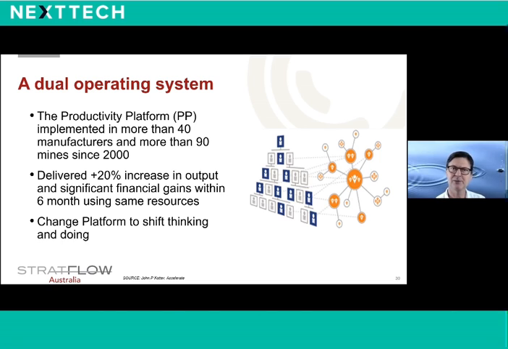And at Stratflow, we've developed what we call a dual operating system, the productivity platform. It delivers that missing functionality, the agility, without detracting from the benefits of the traditional hierarchy. It fits into the current management system with minimal interference while reducing the overall workload substantially. On the left of the image, you see the classic management structure, and on the right, we have the network structure, which is ideal for dealing with a rapid change.